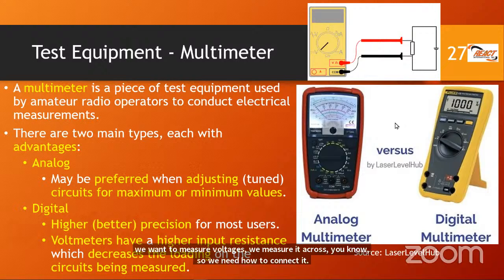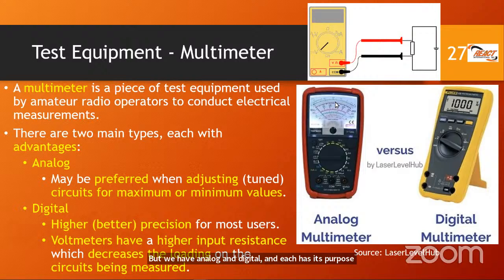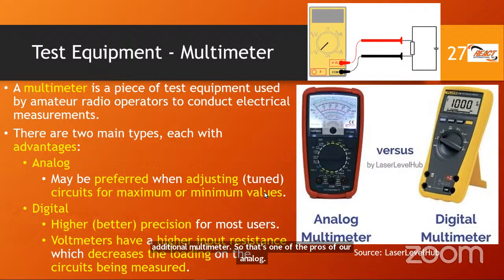Remember when we were looking at the meter on the amplifier, we said, look, you're just looking for that needle to go up, and then make a little dip and come back up. That's a lot harder to see on a digital multimeter when things go down briefly and come back up. But visually, with an analog multimeter with a needle, you will see that dip, right? You have no choice but to see it. You may miss it on a digital multimeter. So that's one of the pros of an analog. It may be preferred when adjusting circuits for maximum or minimum values, right? So that's an exam question.